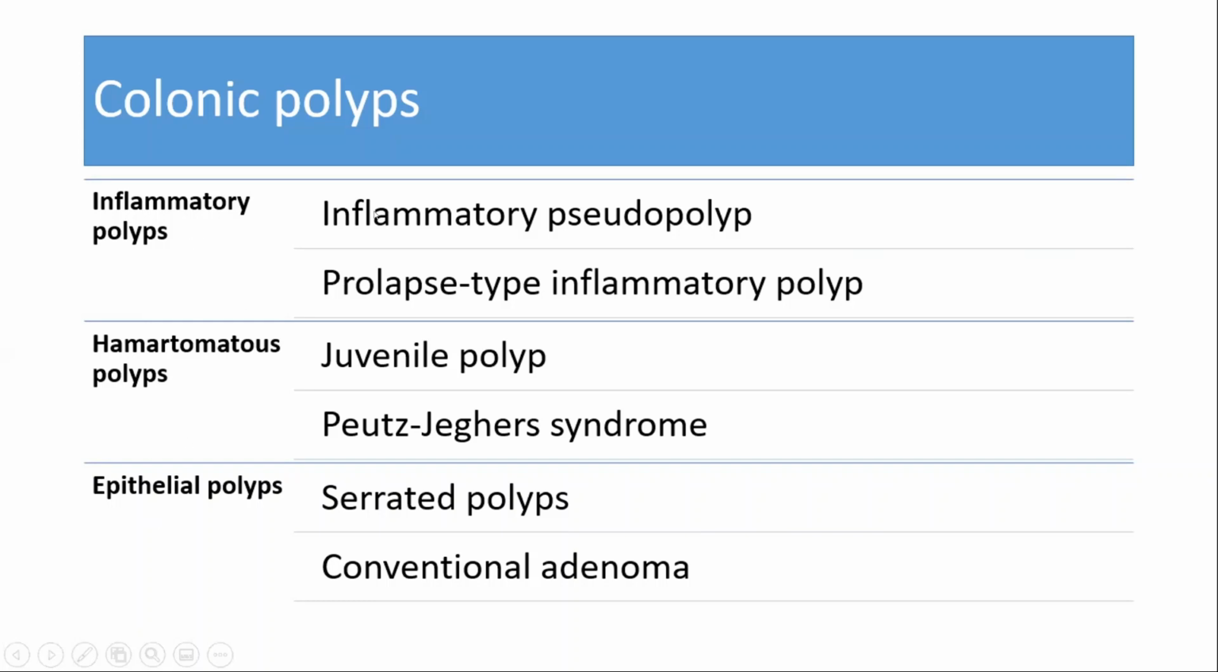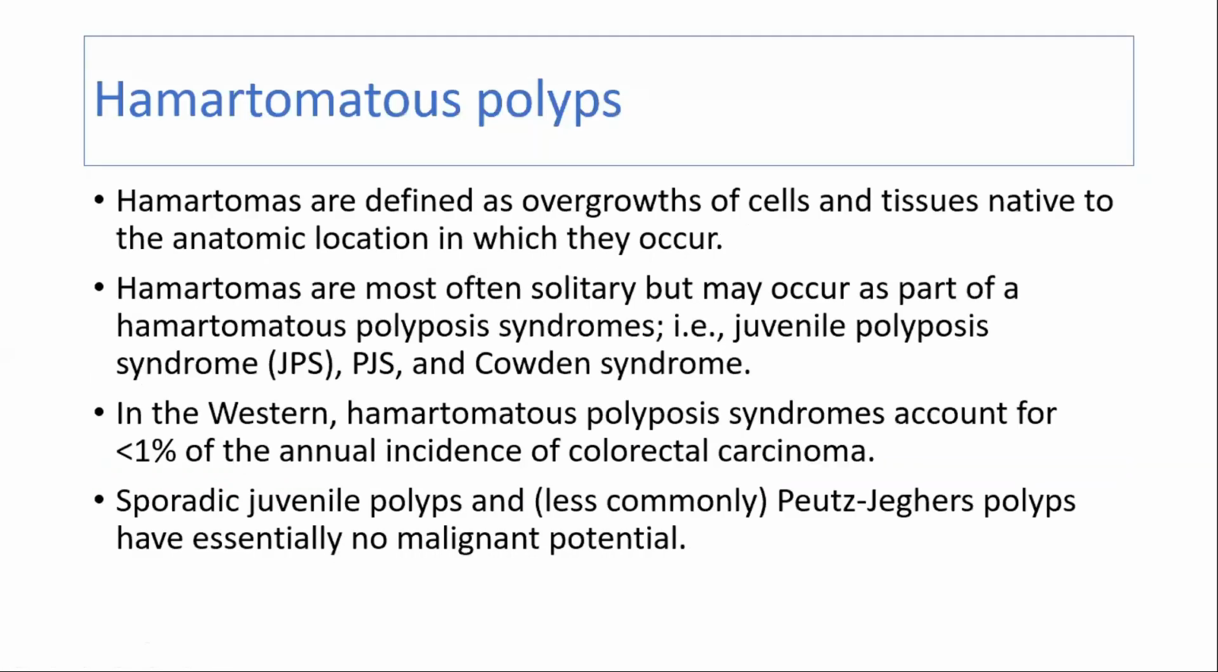Inflammatory polyps, for example, are pseudopolyps and prolapse-type inflammatory polyps like mucosal prolapse syndrome. They can also have inflammatory polypoid lesions. For hamartomatous polyps, we'll talk about the juvenile polyp and Peutz-Jeghers syndrome. I won't discuss juvenile polyposis; I think you can read on your own about that. And in epithelial polyps, we'll discuss serrated polyps and also conventional adenoma.